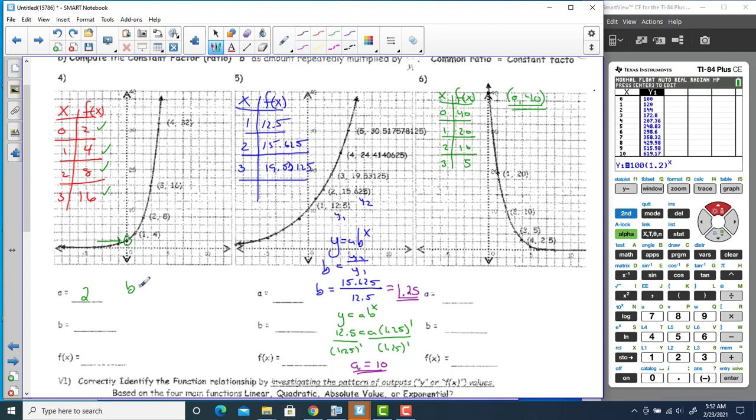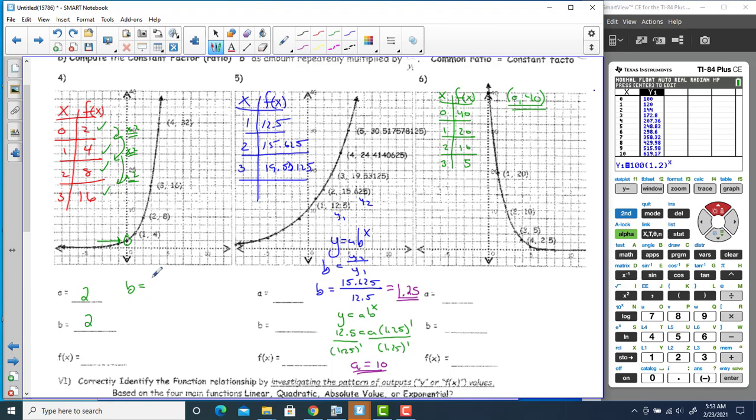To compute the constant factor b, some of you see, you're like, doesn't 2 become 4 and 4 become 8 and 8 becomes 16? Aren't we just multiplying by 2 over and over again? Isn't this a doubling relationship? And it is. And if you saw that so quickly, you could have just identified the constant factor b as 2, or you could have computed it.